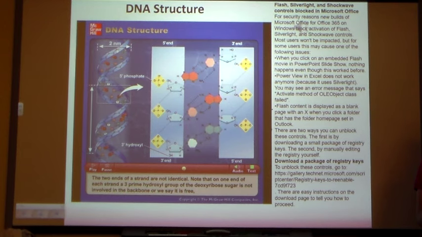The two ends of a strand are not identical. Note that on one end of each strand, a 3' hydroxyl group of the deoxyribose sugar is not involved in the backbone, or we say it's free, while at the other end of the same strand, the 5' hydroxyl group of the deoxyribose sugar at the end is free or may contain a phosphate. Alright, so the 3' and 5' are actually determined by the position of the carbon.